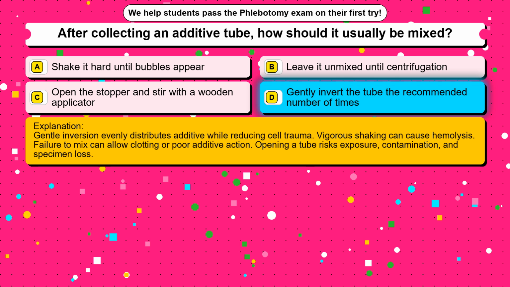Vigorous shaking can cause hemolysis. Failure to mix can allow clotting or poor additive action. Opening a tube risks exposure, contamination, and specimen loss.